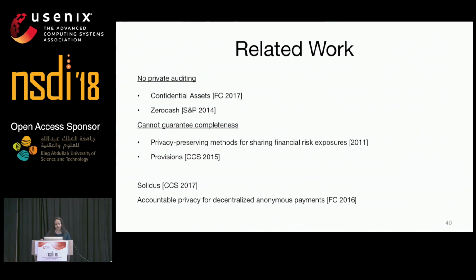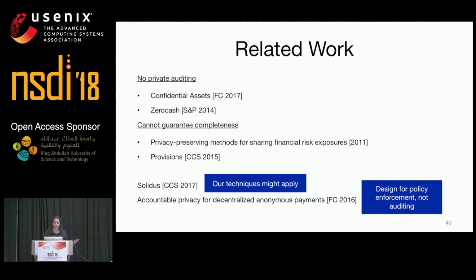To conclude, we have related work, and there are two classes of related work. The first type doesn't provide private auditing, though it provides privacy on distributed ledgers. The second category does some auditing for financial systems, but can't guarantee completeness. The two most closely related systems are Solidus, where our techniques might apply, but they don't describe or implement auditing, and a system for accountable privacy and decentralized anonymous payments, which is really designed for policy enforcement, not necessarily auditing.